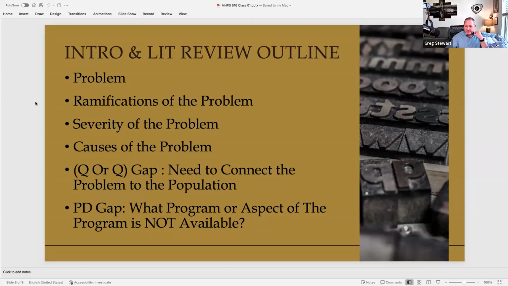All right. So basically, quantitative, qualitative, you need to connect the problem with the population, and then the program development gap. What program or aspect of a program is not available? You can't find this program out there, that's why I'm going to create it. There it is.